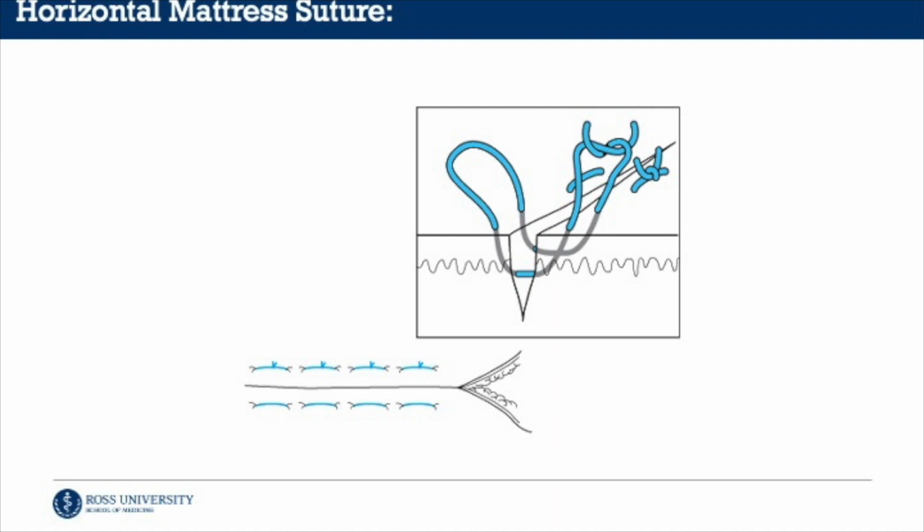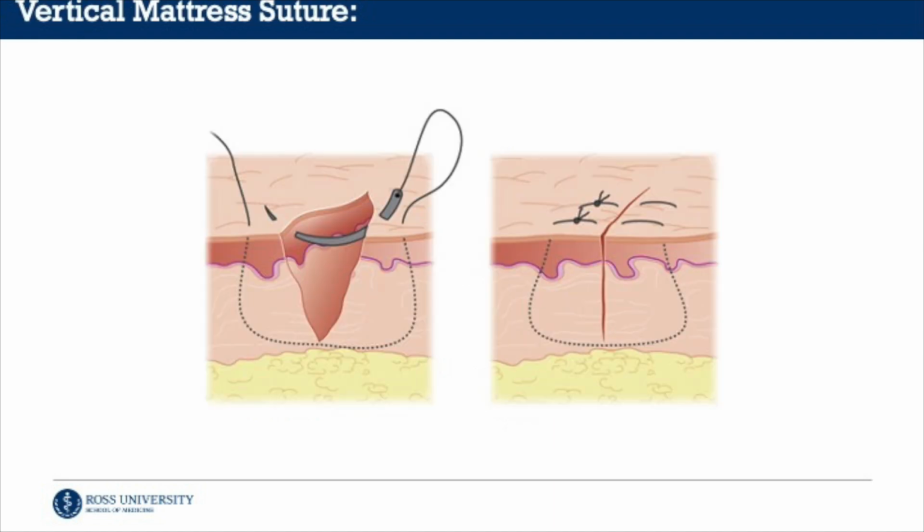Horizontal mattress suturing starts exactly like a simple interrupted, except once the 2 first bites are taken, the needle is reversed in the needle driver, and you backhand the next 2 bites, so that the needle end of the suture and the smaller tail end up on the same side of the wound. Here's the vertical mattress suture.